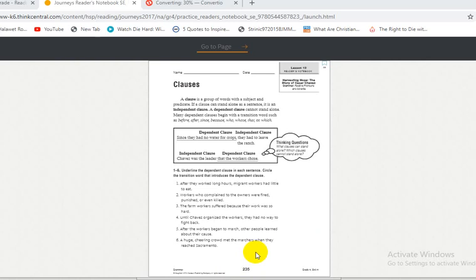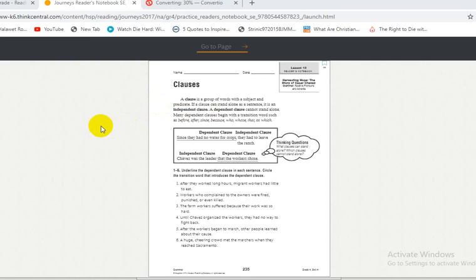So today we're going to start talking about clauses. And what is a clause? Well, let's read over here and see. A clause is a group of words with a subject and predicate. If a clause can stand alone as a sentence, it is an independent clause. Okay, so if this clause can by itself be a sentence with a full meaning, then it's an independent clause.